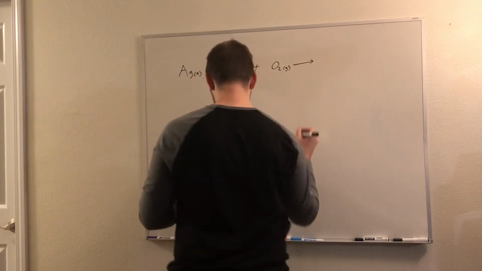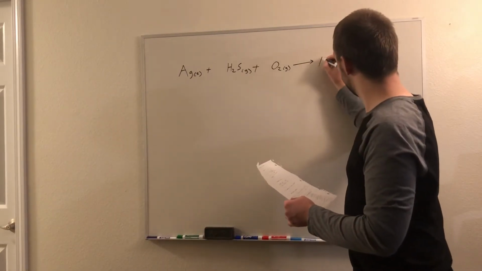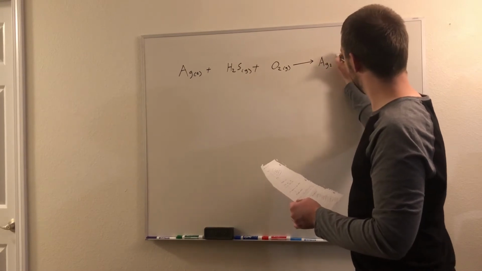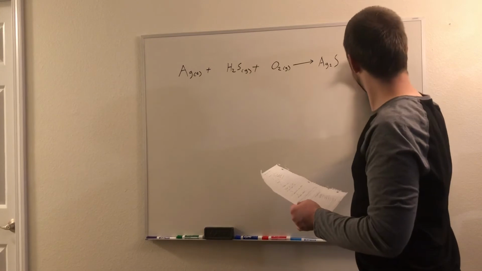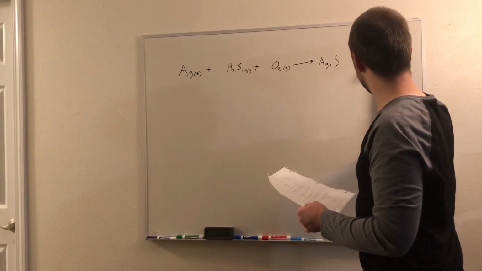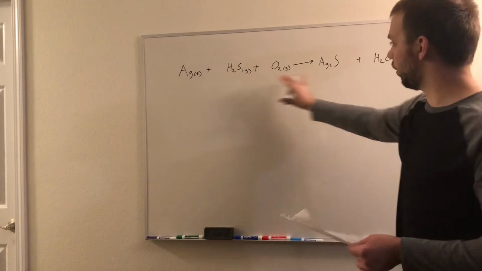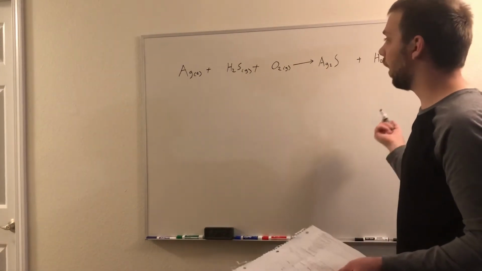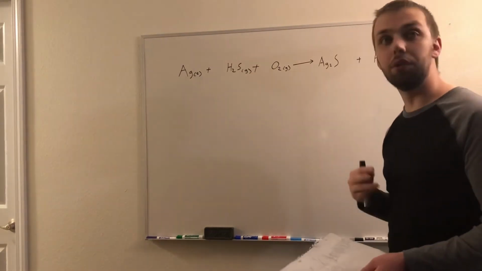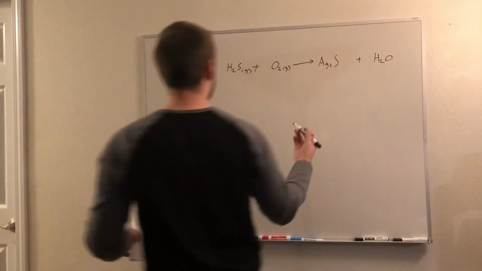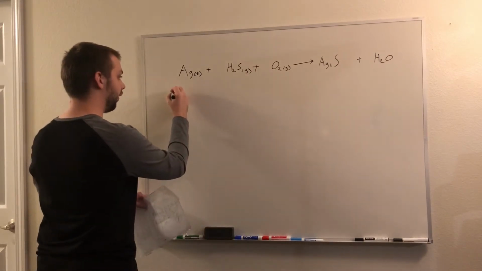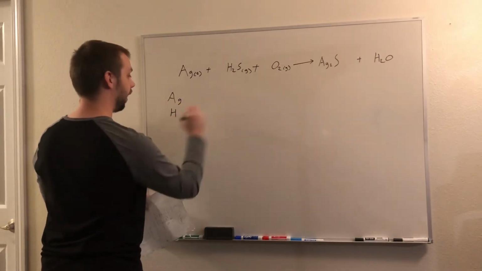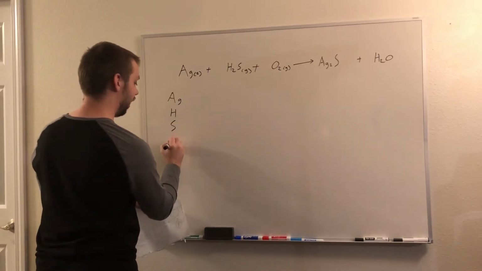This goes to form, on this side here, silver 2 sulfide plus water. Okay, so when you see this reaction, what do you do to balance it? Well, first, you count how many atoms you have. So let's make a list. On this side, we have silver, hydrogen, sulfur, and oxygen.